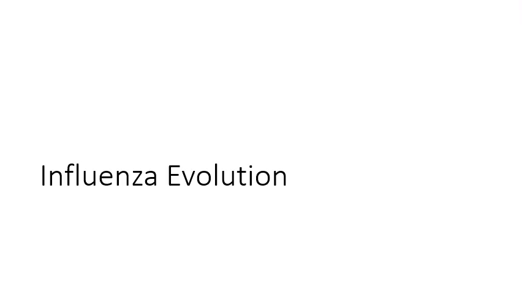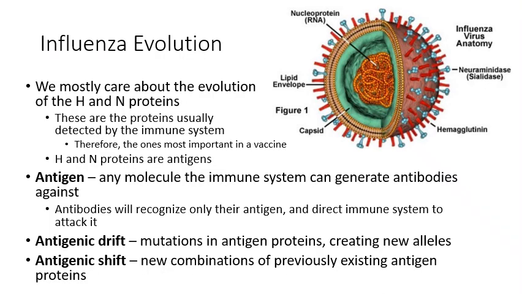So now we'll talk a bit about the evolution of the flu virus specifically. Mostly for new strains of the flu, we really care about just the H and the N proteins. Those are the proteins that the flu uses to get inside of a host cell. Because they're the surface proteins, they're also the easiest ones for the immune system to identify. So when the immune system learns what a flu strain looks like, usually it's learning what the H or N proteins look like and creating antibodies against them.